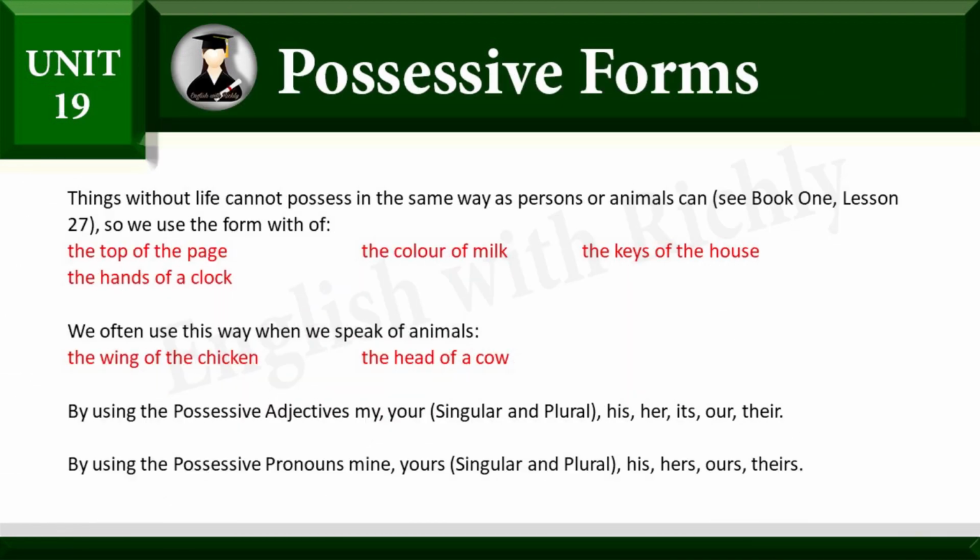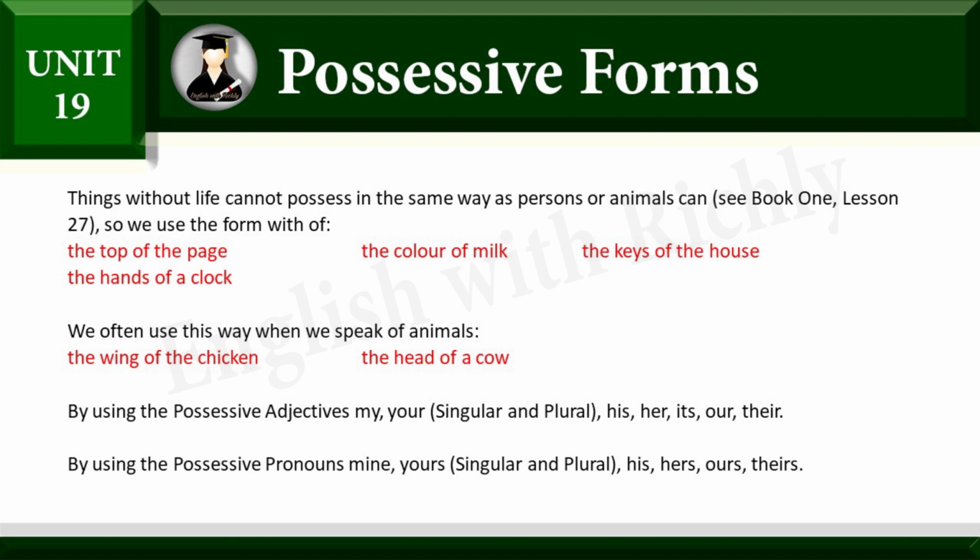Things without life cannot possess in the same way as persons or animals can. So we use the form with of. The top of the page, the color of milk, the keys of the house, the hands of a clock. உயிரற்ற பொருட்கள், அதாவது மனிதர்கள் அல்லது மிருகங்களை தவிர மற்ற உயிரற்ற பொருட்களுக்கு of என்ற ஃபார்மை யூஸ் பண்ணுவோம். The top of the page, the color of milk, the keys of the house, the hands of the clock.